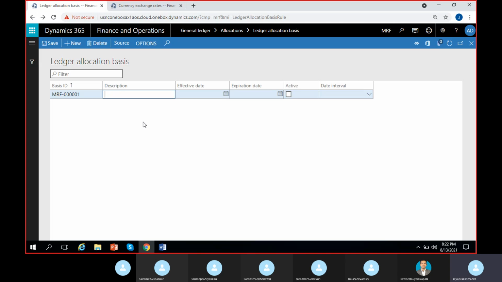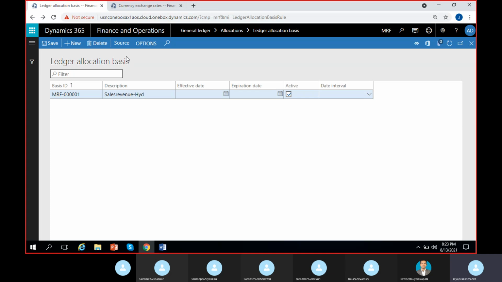Then I'll give the description here as sales. Effective date and expiration date are not needed. I can set it to active, so I have activated it. Date interval is the same: effective and expiration, we can configure a date interval, from which date to which date, here. So I'm activating this basis rule. We normally call this the basis rule, and that one the allocation rule.